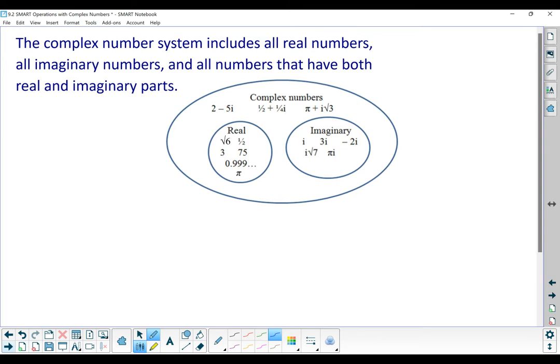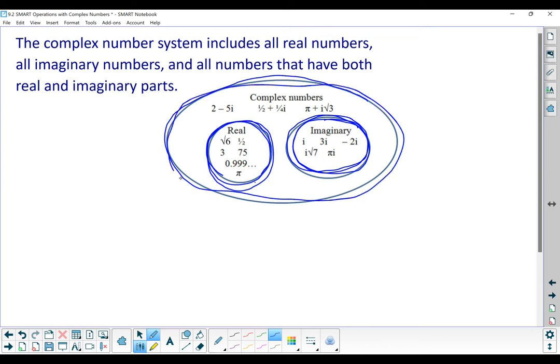So the complex number system includes all of the real numbers. Those are the ones that have a 0 imaginary part, and it includes all the imaginary numbers. Those are the ones that have a 0... Sorry, I think I said that wrong. The real numbers have 0 imaginary part. The imaginary numbers have 0 real part. Complex numbers include all of those that potentially have a 0 part, and then it includes all of the ones where they're not a 0 part as well.